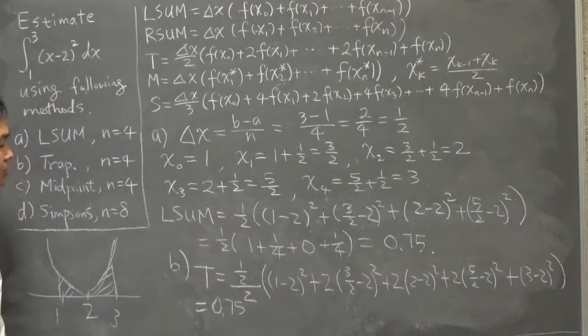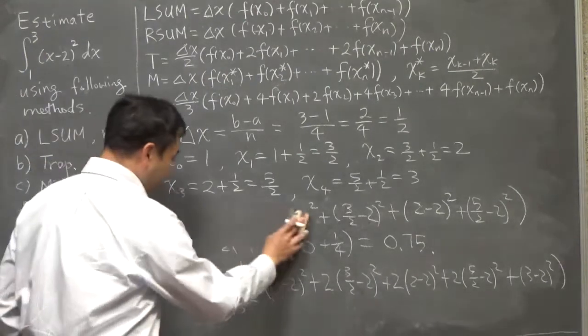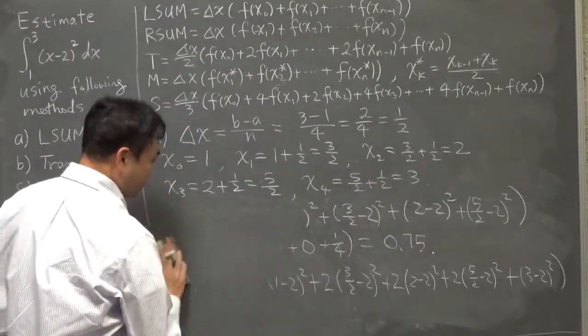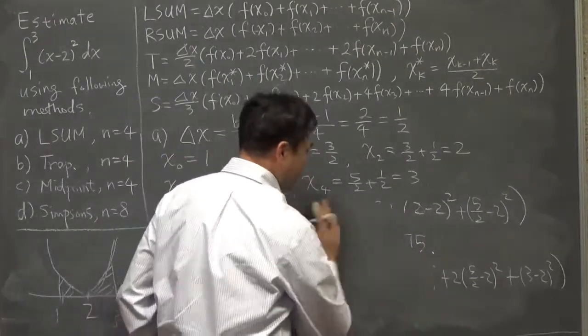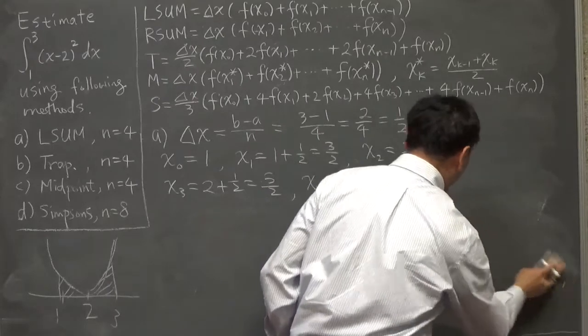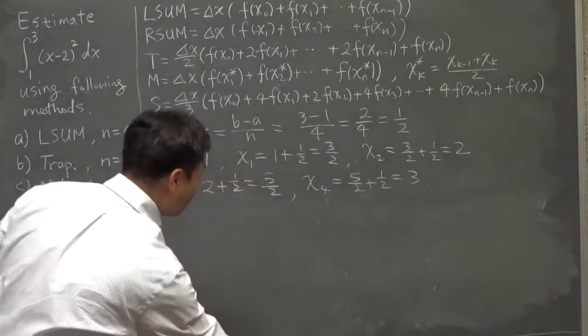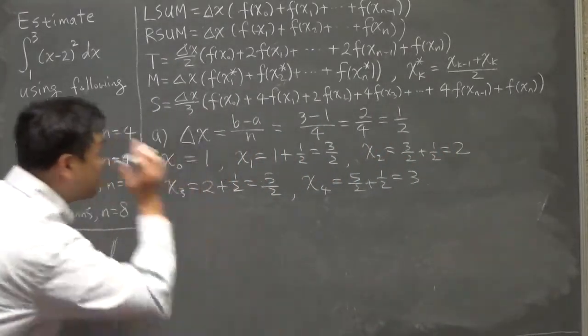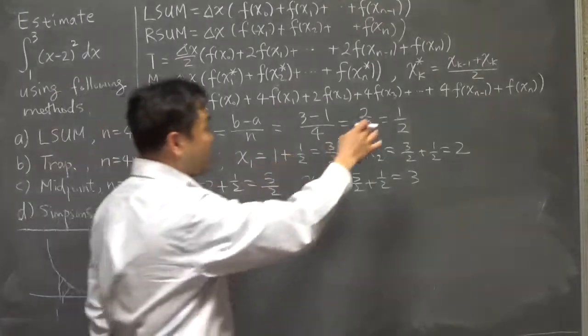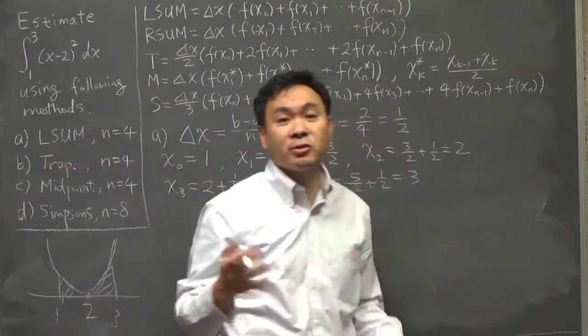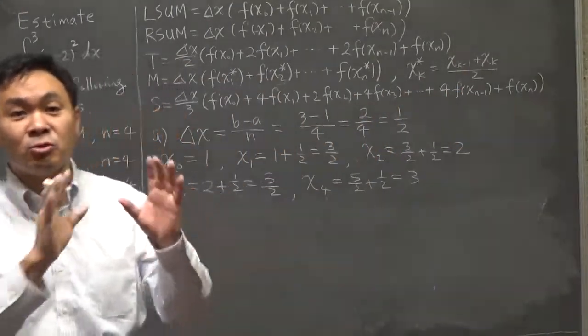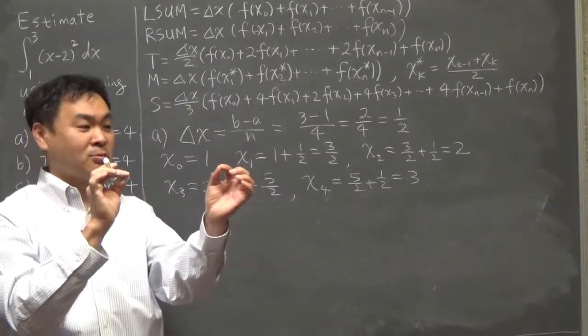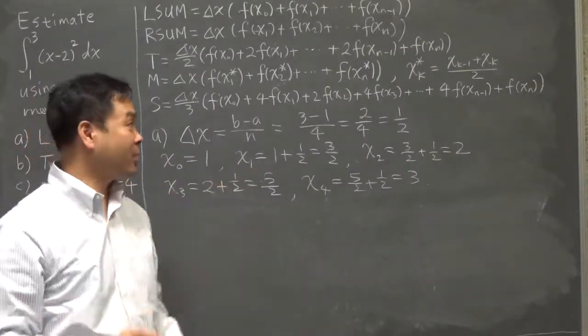Okay, so now let's move on to part C, which is the midpoint rule. For the midpoint rule, you have to find the midpoints, and that midpoint formula is given here. How do you calculate the midpoint? This is simply the average of two points, right? You get the average of the 2 points, you get the middle of that.